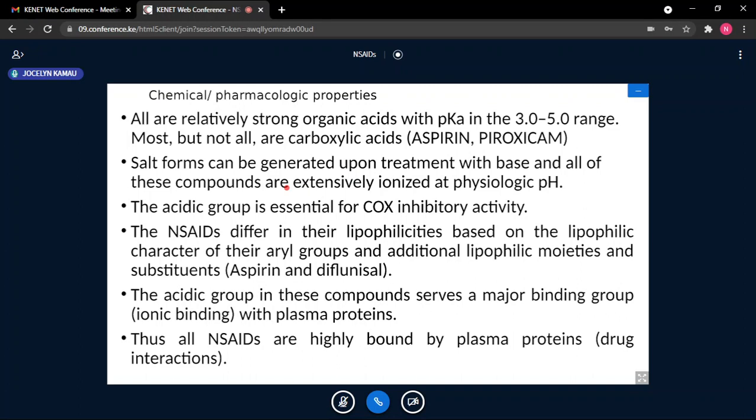Then it is only that which is in solution that can be absorbed. So when they get into that gastric content, again they form an equilibrium of what is ionized, what is unionized. The unionized molecule will move in and allow for more ionization until all the drug is absorbed. They differ in their lipophilicities based on the lipophilic character of their R groups and additional lipophilic moieties.